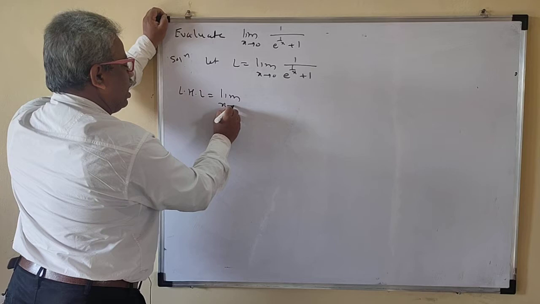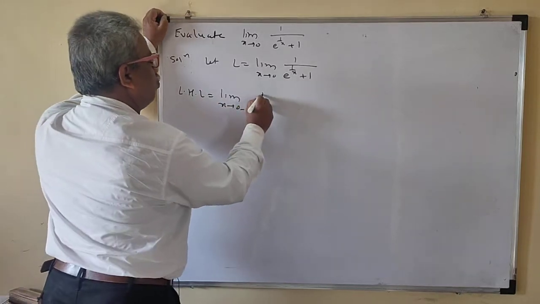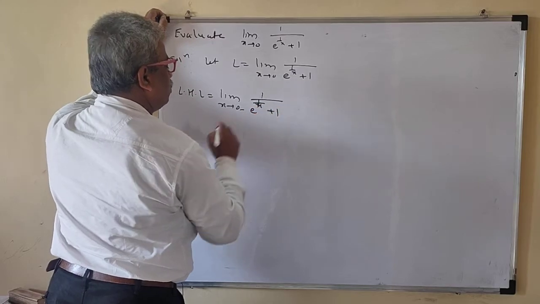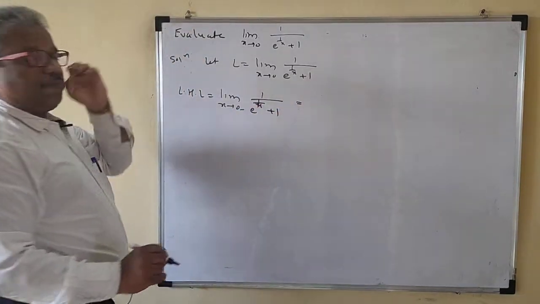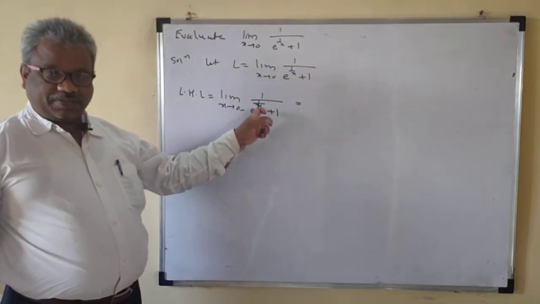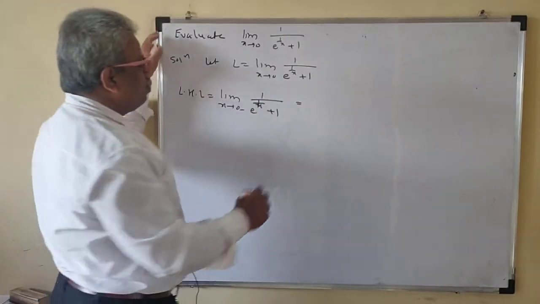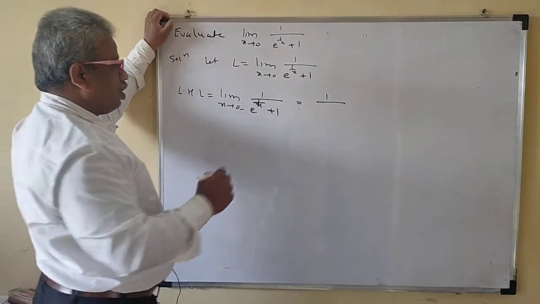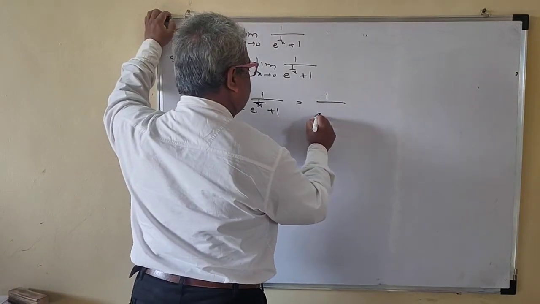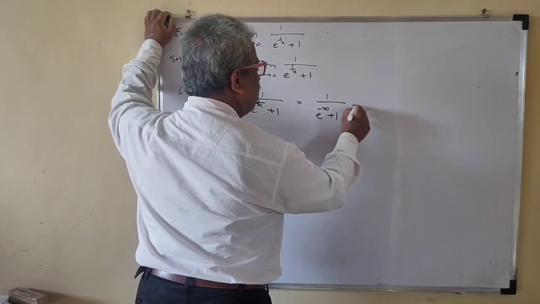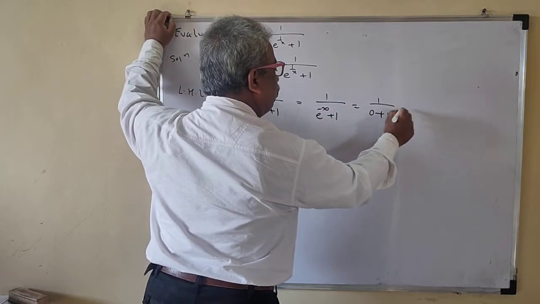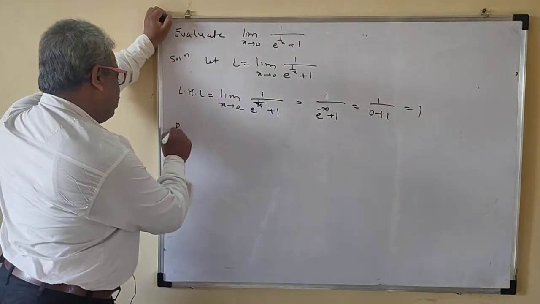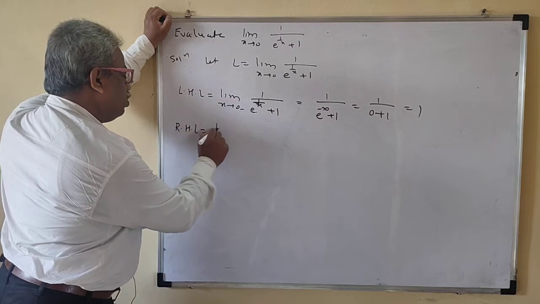So limit x tends to 0 minus of 1 upon e raised to 1 upon x plus 1. Directly we can put this limit, because e raised to minus infinity is 0. So we have a direct value, because your denominator is not equal to 0. So this is 1 upon 0 plus 1, which is 1. So your left hand limit is 1. Now we'll find the right hand limit.